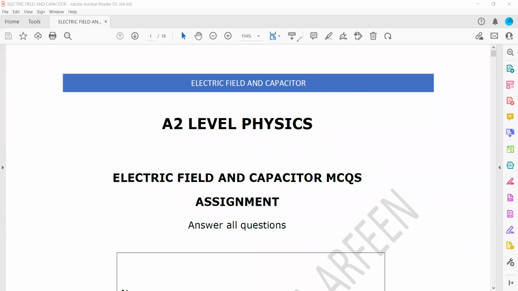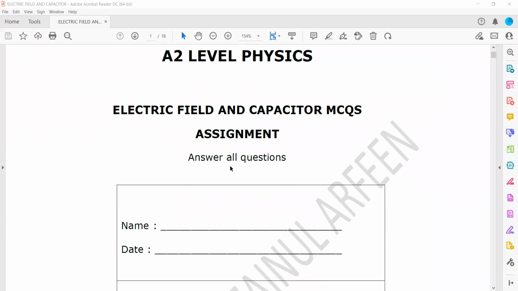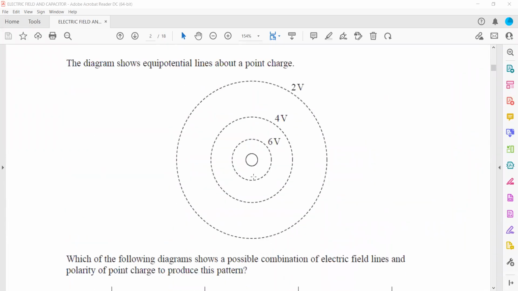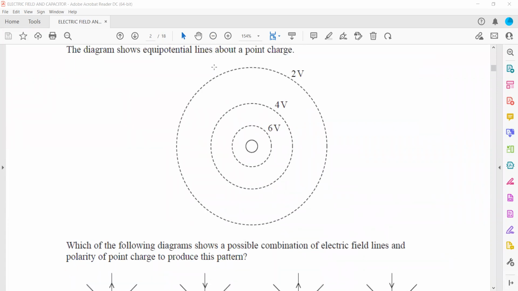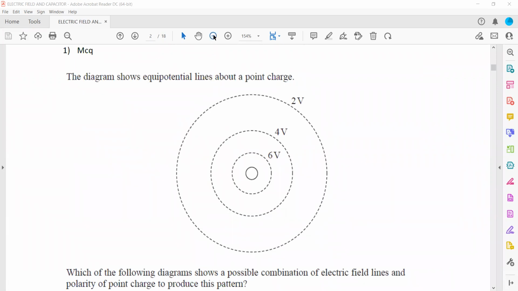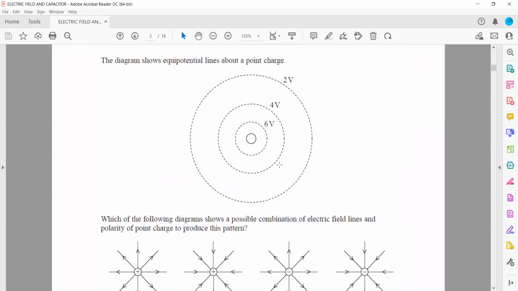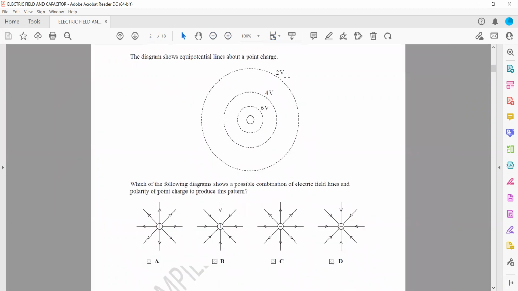So this exercise is related to electric field and capacitors MCQs. As you can see in the first question, these are the equipotential surfaces. The diagram shows equipotential lines or equipotential surfaces. Near the charge, near the source, the field lines are closer. The equipotential surfaces you can see are closer.